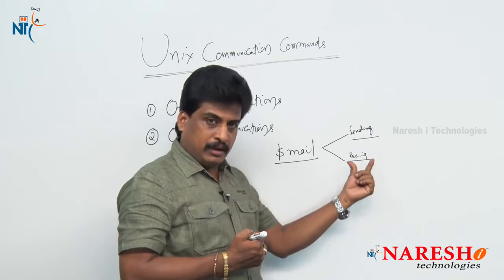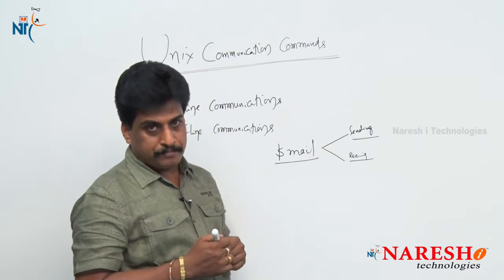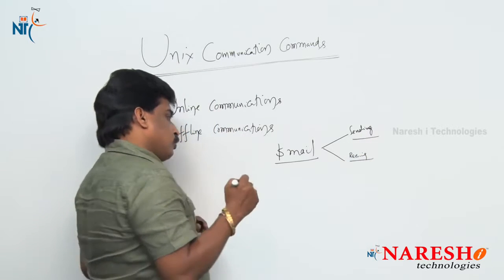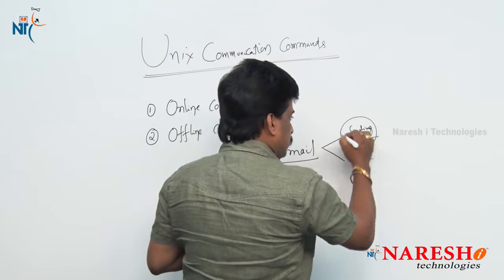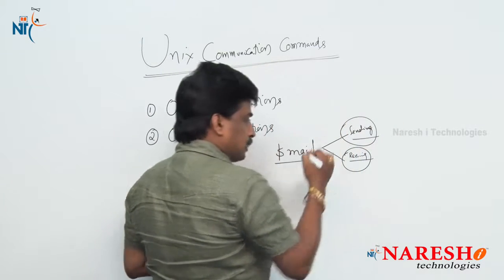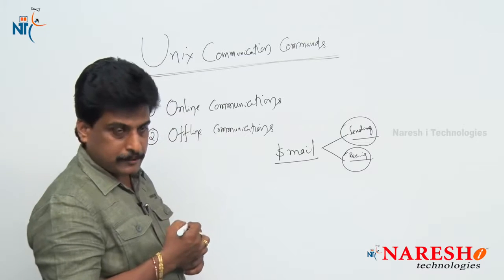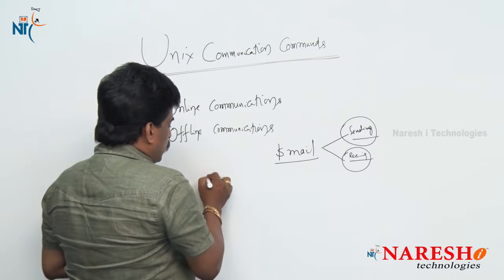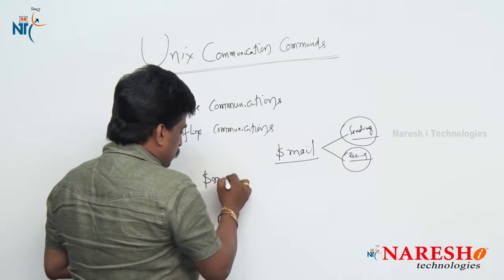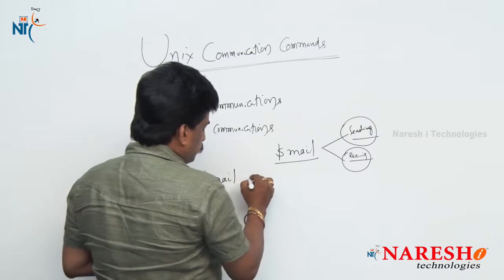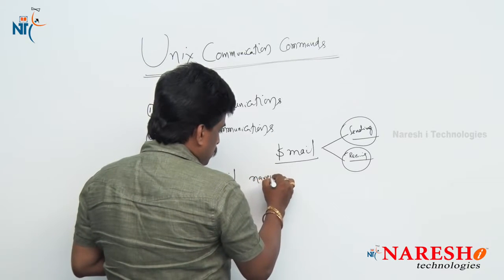Sending options available, receiving options available. For example, here, what are the sending options available? What are the receiving options available? We'll try to see one by one. For example, I want to send a mail to a particular user. I am sending a mail to the Naresh Technologies user.